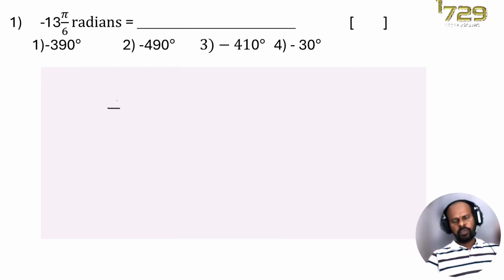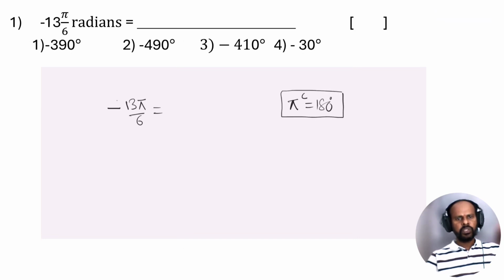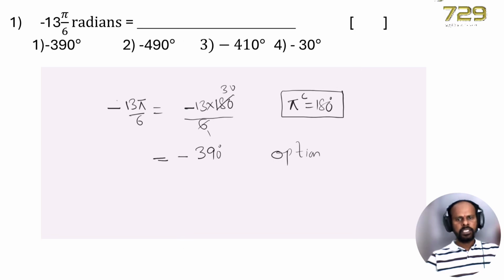First question from the exercise, it is given that 13 pi by 6 value you have to find. So radians it is given, you should find in the degrees. So how it is, 13 pi by 6, pi radians equal to 180 degrees, and 13 into 180 by 6, then 6 1s are 6 30s. So 13 into 30 is 390 degrees is the correct option, that is first one.